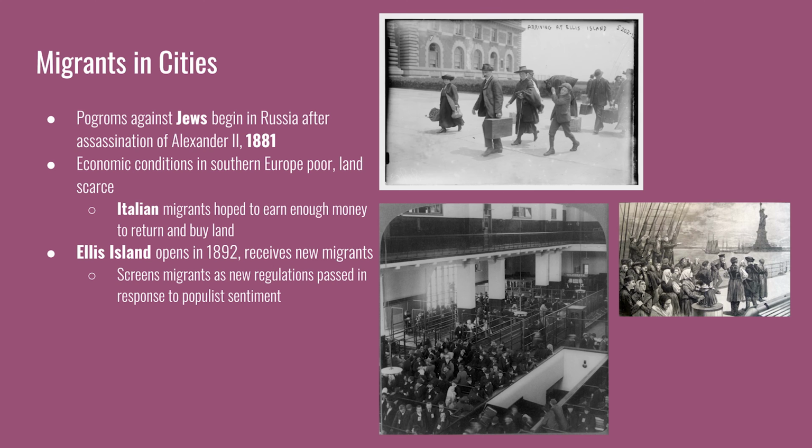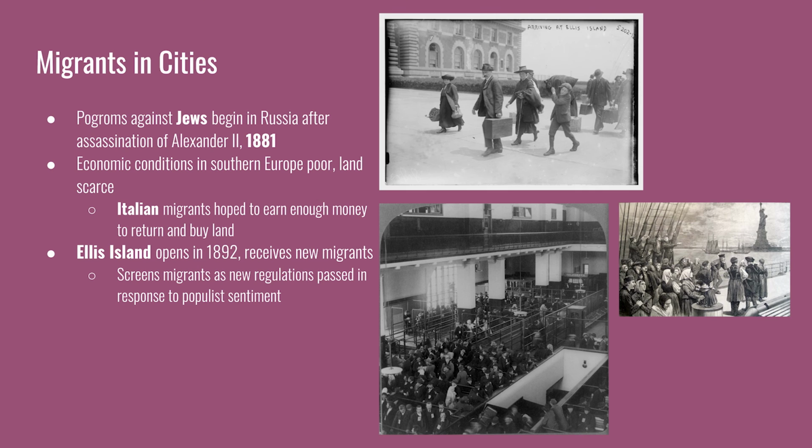The economic conditions in Southern Europe were poor and land was scarce. Italian immigrants who were looking to buy their own piece of land in their home country did not have the resources to do so, so they came to the United States, saved money or sent money back in remittances, and then allowed their family to buy that piece of property. A lot of immigrants who came to the United States had every intention of returning, but sometimes they just happened to stay because of the better economic opportunities.